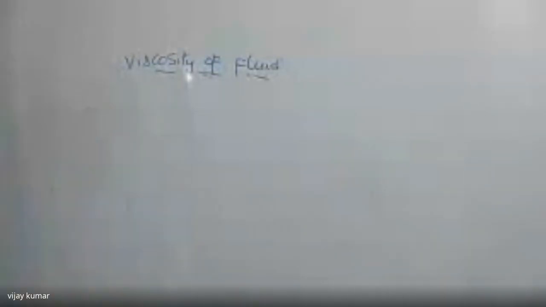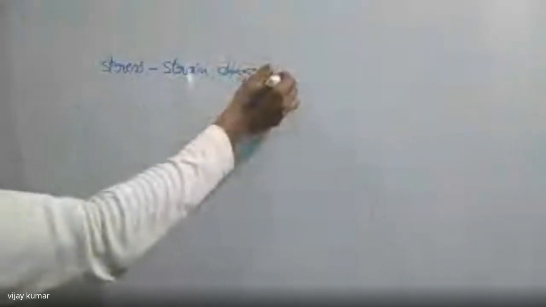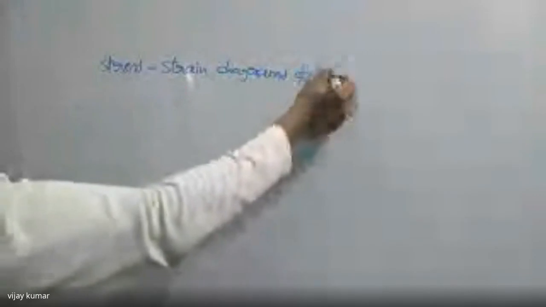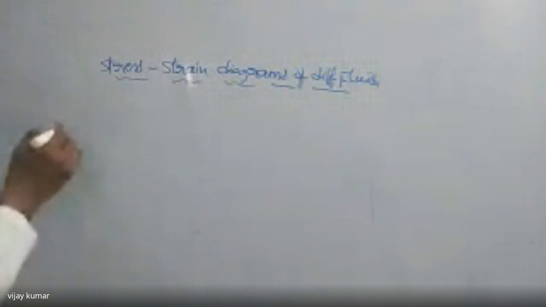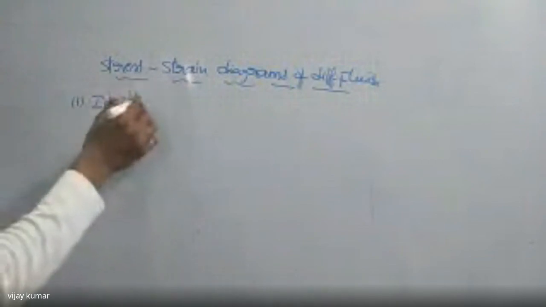Right, I'm writing here the stress strain diagram of different types of fluids. Now listen carefully. First of all, I'm going to write the types of fluids. First one is nothing but ideal fluid.